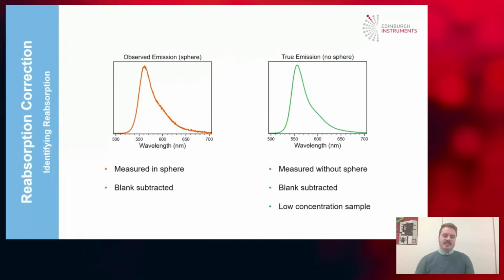So how can we identify reabsorption? To identify reabsorption, we need two things. We need the observed emission from our sphere, and this will be the blank subtracted observed emission. So we take the emission region of our sample and subtract the blank from that. And then we need the true emission.